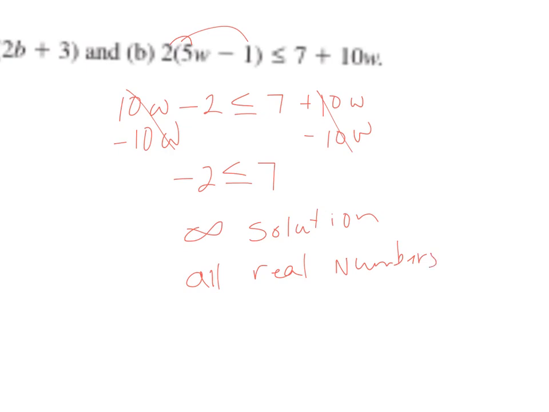Or another way to put it is called infinitely many solutions. And what does that mean? What that means is that no matter what value you put in for W, it'll always be true. So if you put in 0, this side will be greater than this side. If you put in 1, this side will be greater than this side. If you put in 1,000,000, this side will be greater than this side. So it doesn't matter what value you put in, it's always going to be true that the right side is going to be greater than the left side.